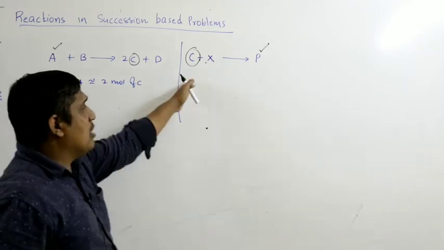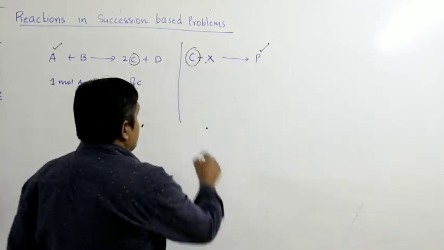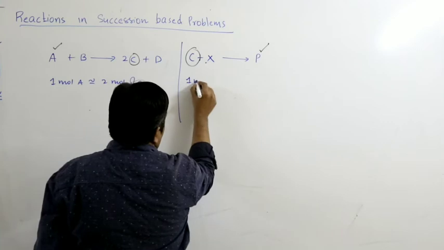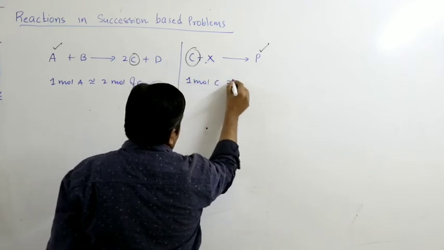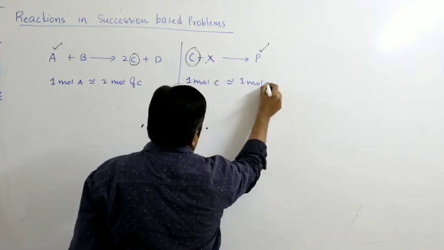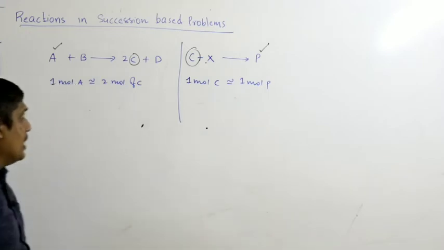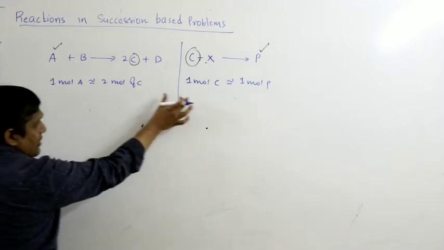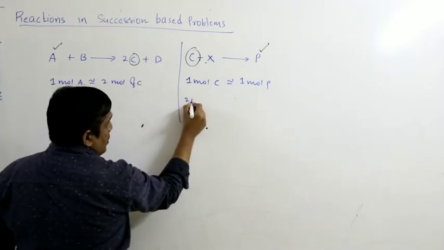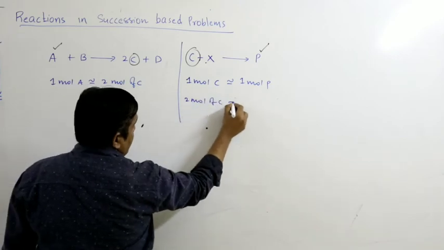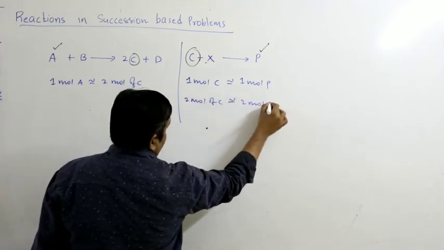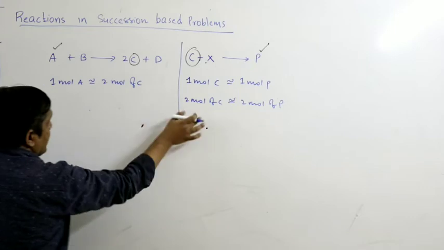Find the relation between the common component and the required product, the required component. 1 mole of C, say, is stoichiometrically equivalent to 1 mole of P. Right? Here we have 2, here we have 1. So 2 moles of C will be stoichiometrically equivalent to 2 moles of P. From these two, what can I write now?